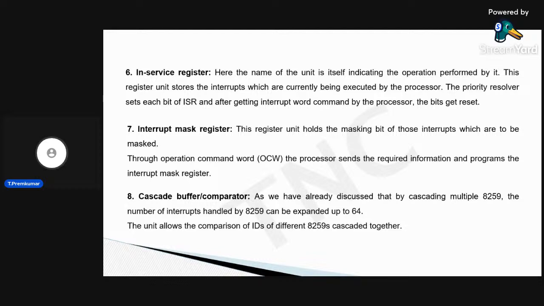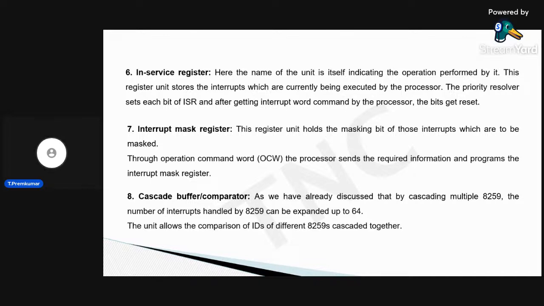In the service register, the number of units and the operations performed by it are indicated. This register unit stores the interrupts which are currently being executed by the processor. The priority resolver sets each bit of the ISR, and after getting the end-of-interrupt word command from the processor, the bits get reset.